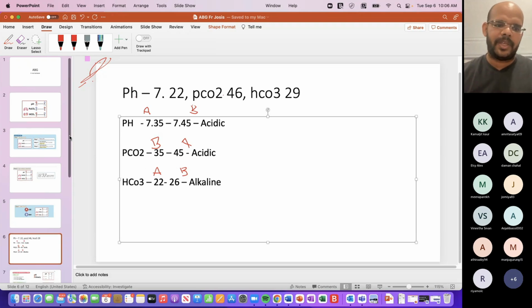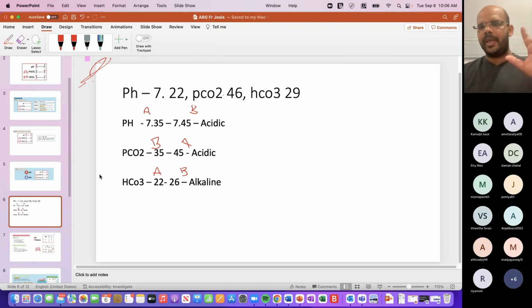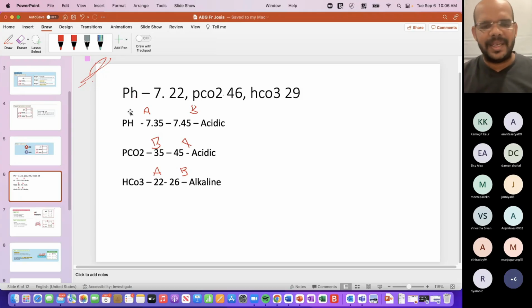So this is the easiest way to understand, and I'll come to the compensatory mechanism later. Everybody got it? Yes. Is there any question, any doubt? Okay, now next is the compensatory mechanism. This area is a little easy for us.